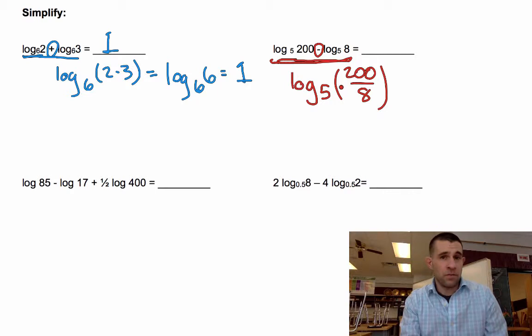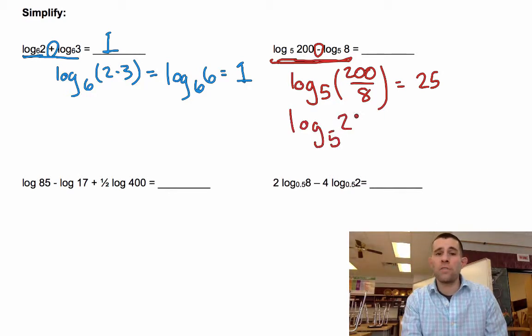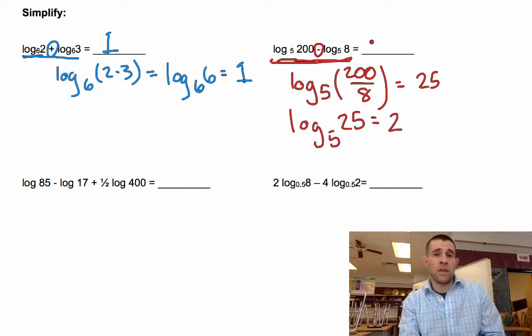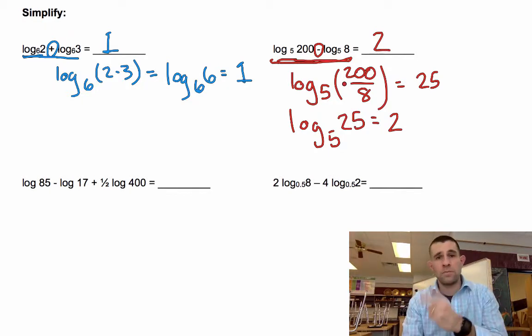Now again, I'm going to simplify 200 divided by 8. When I do that, that comes out to be 25. So really what I'm solving here is log base 5 of 25. In other words, what power do I raise 5 to in order to get 25? Well, you know that that's equal to 2. And therefore, my original equation, log base 5 of 200 minus log base 5 of 8, is equal to 2.